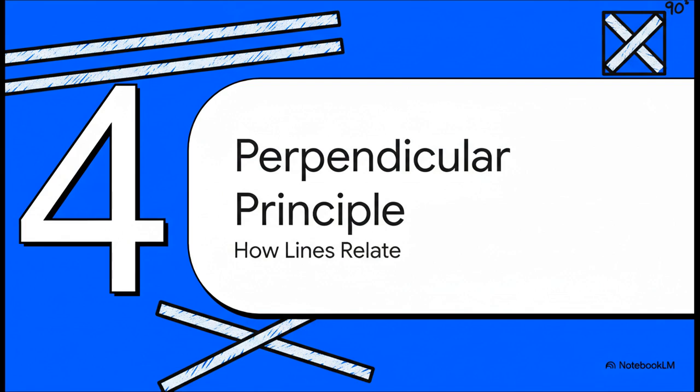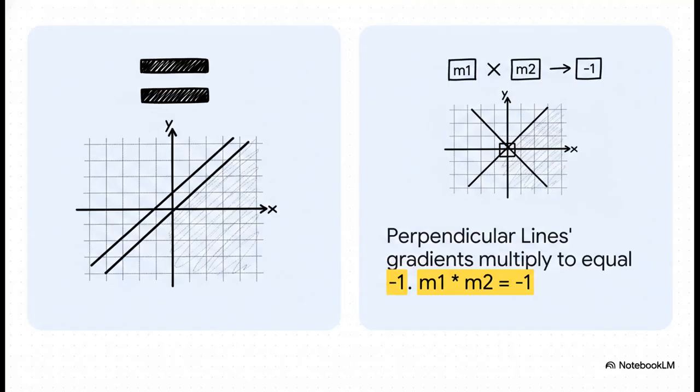This is the perpendicular principle. And the rules for this are really elegant. For two lines to be parallel, it's easy. Their gradients have to be exactly the same. That's it. For two lines to be perpendicular, though, they have a special relationship. When you multiply their gradients together, the answer is always negative 1.